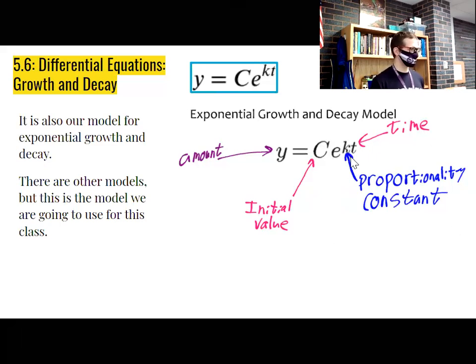Again, K is a proportionality constant. In order to figure that out, you'll probably have some initial values and you'll have to solve for K so you can use that value throughout the problem.